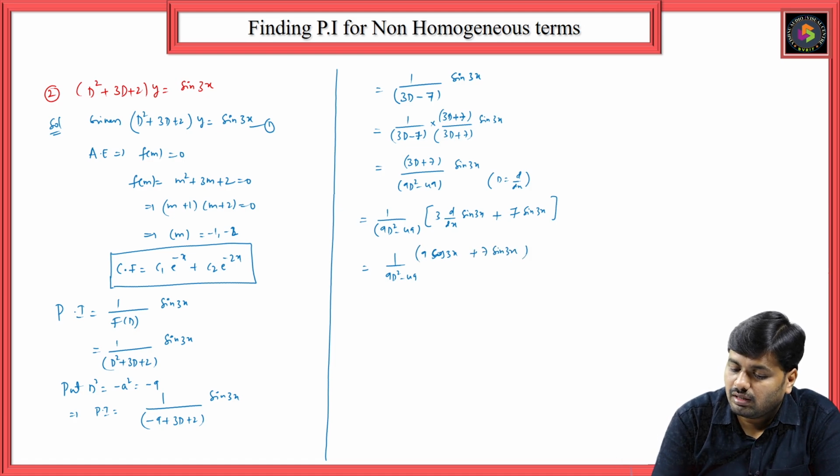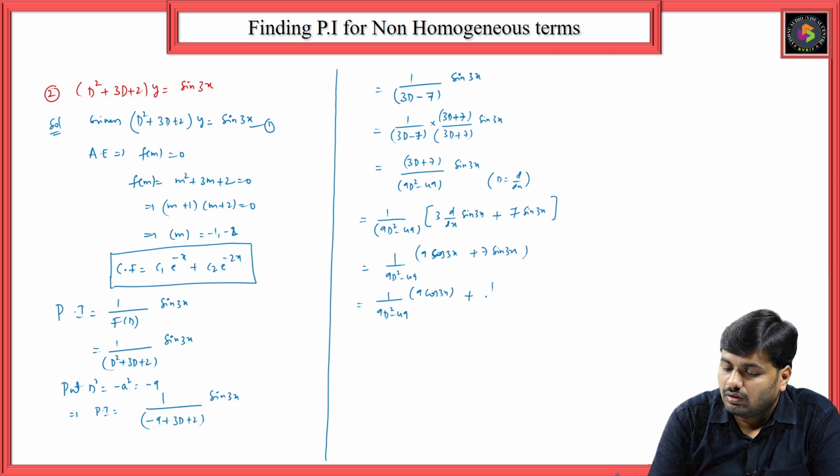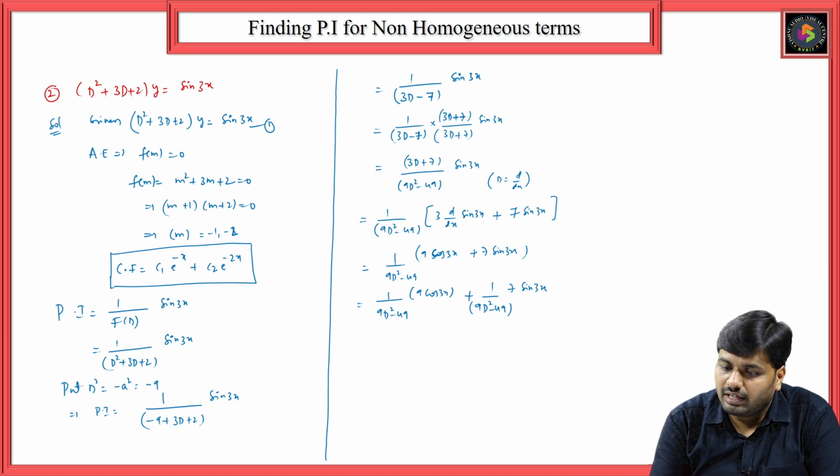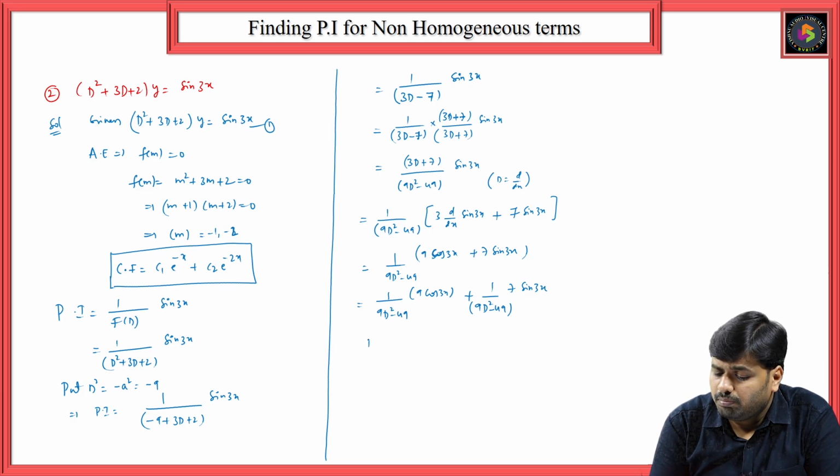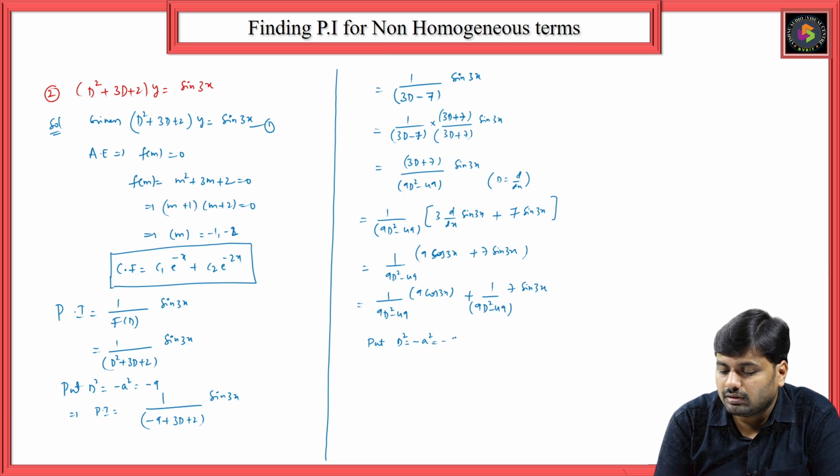Now I'll split this for solving the next procedure. 1 by 9D square minus 49 of 9 cos 3x plus 1 by 9D square minus 49 of 7 sin 3x. After this, again we have to follow the procedure. What we followed in the initial stage, we have to follow the same procedure. That is, put D square equal to minus a square equal to minus 9.